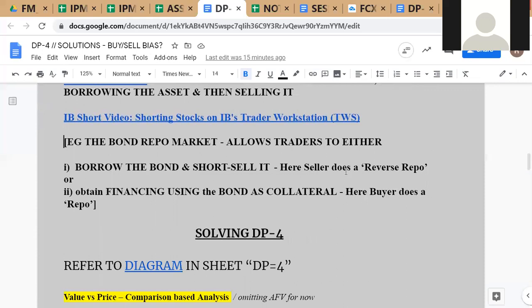And another thing you should understand, repo, reverse repo, same transaction. Like somebody selling a house to someone else. For one guy, it's a purchase. For the other guy, it's a sale. So reverse repo is the same kind, one transaction only, looked at from two different points of view.